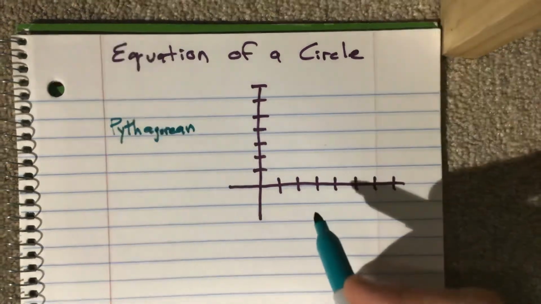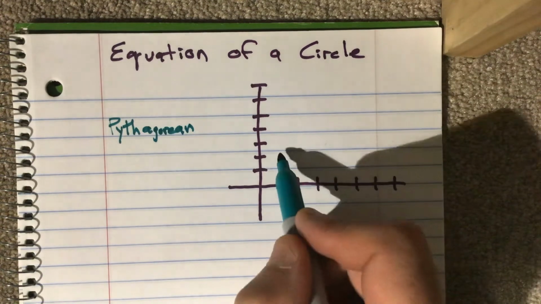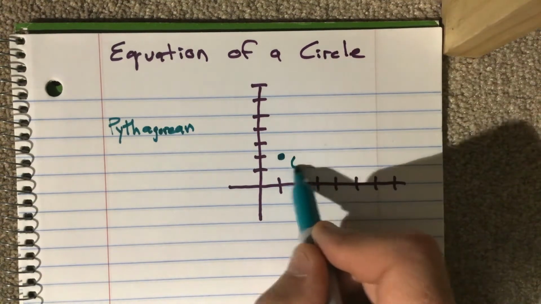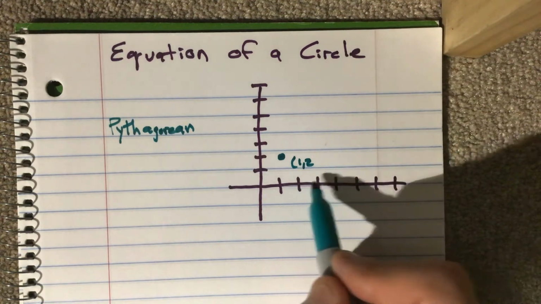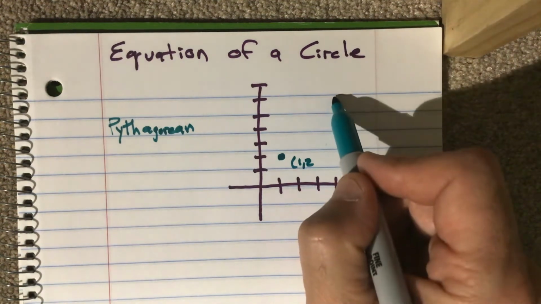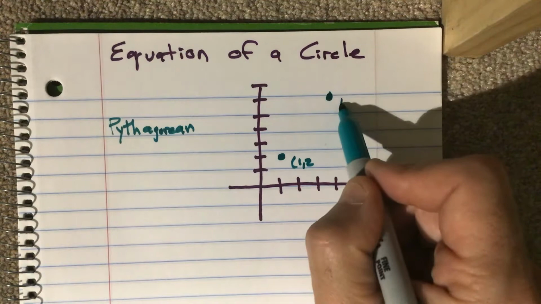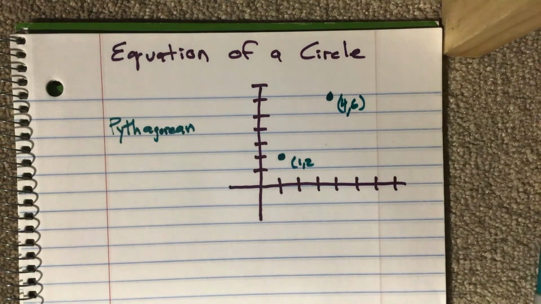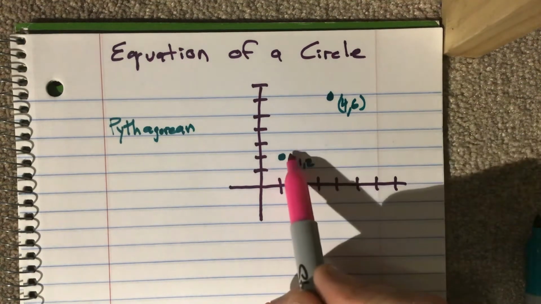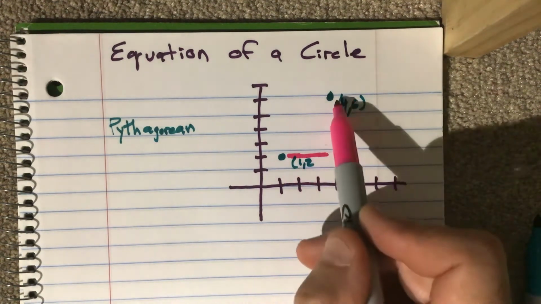So, let's take a point on this circle. We'll choose 1, 2. I'm going to label that for you. 1, 2, and another point, 4, 6. 1, 2, 3, 4. Up 6. 4, 6. Okay, so let's turn this into a triangle and use the Pythagorean theorem to find the missing side.